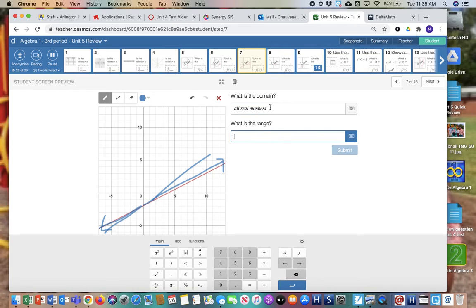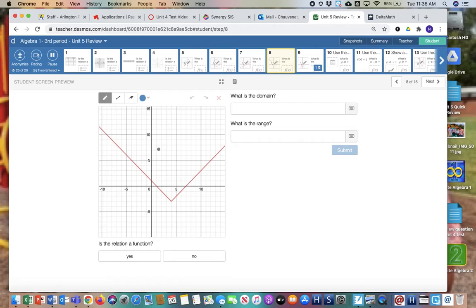So you can write the words all real numbers, or if you prefer, you can write it with negative infinity to positive infinity. Okay? So that works also. Again, it went left forever, right forever, down forever, up forever. Okay. Screen 8 here. So again, is this a function? Yes, a vertical line would only cross one time.